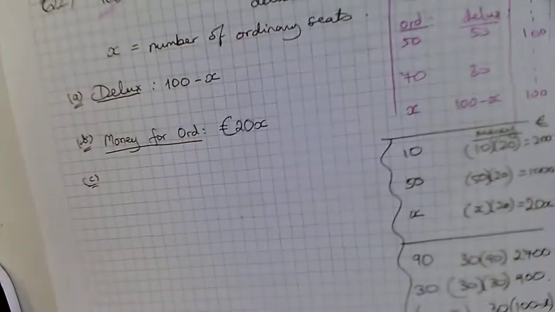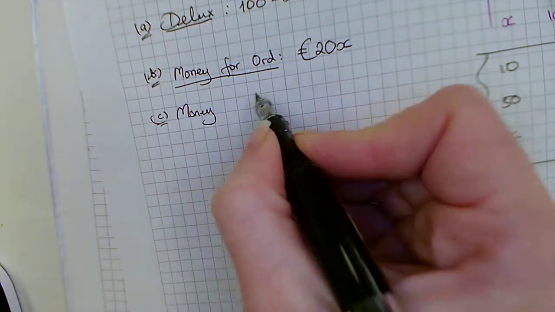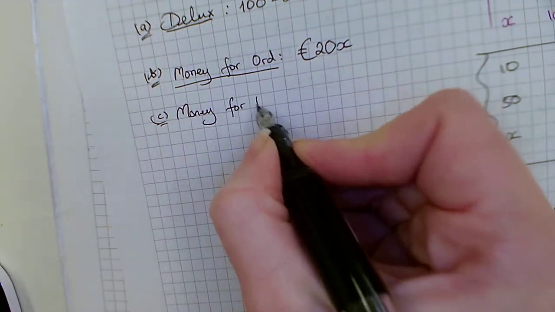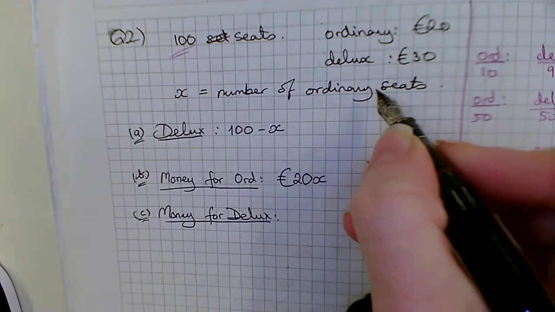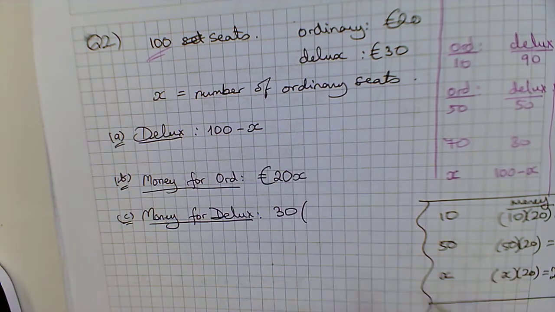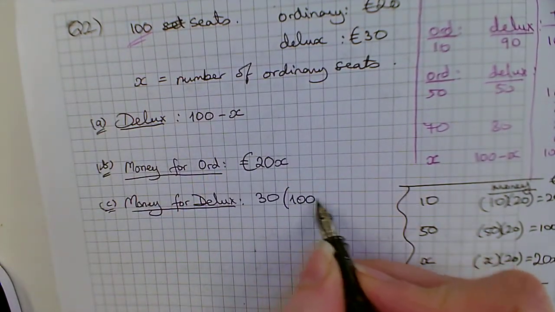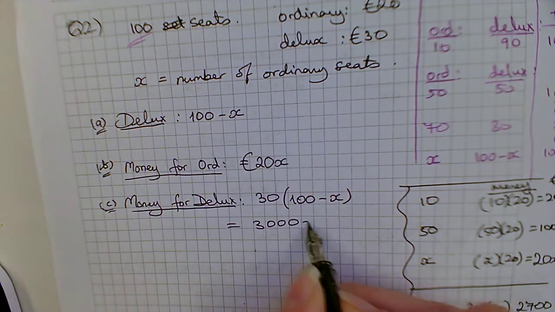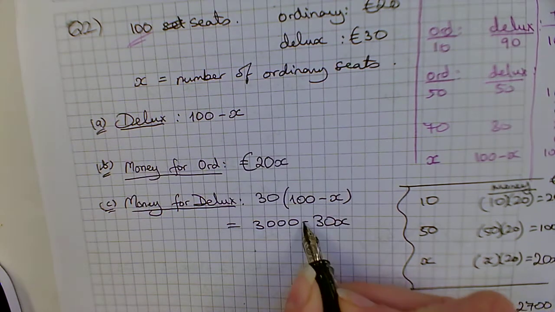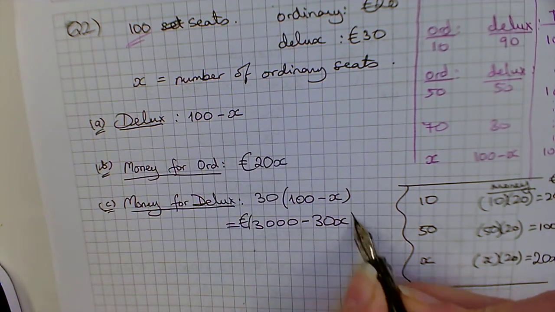So the money for my deluxe seats, hopefully you followed that. You can pause it and go back over it if you're not sure. So the money for my deluxe seats is going to be how much each one costs, 30 multiplied by how many of them we have, which is 100 minus x, and we'd multiply out those brackets, 3,000 minus 30x. That's our expression in euro. You can ignore the euros if you want.